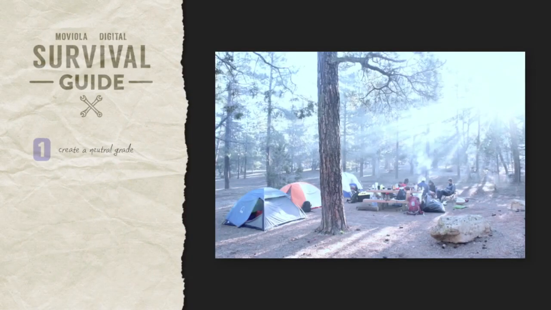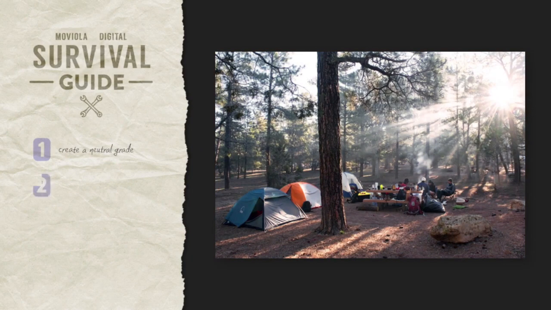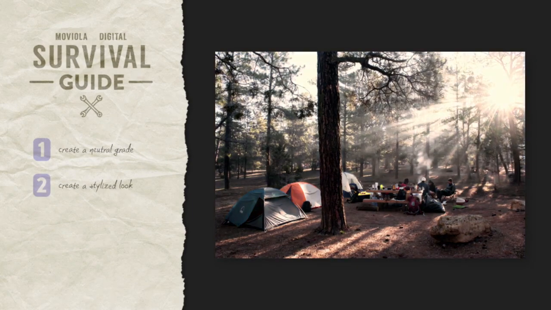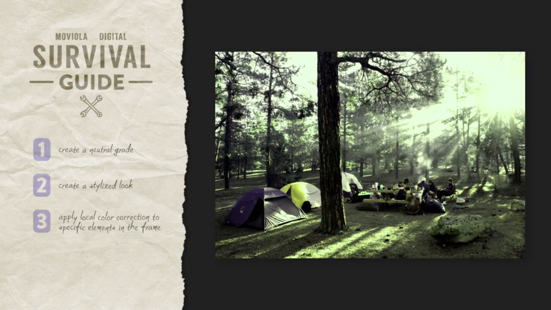Step 1. Create a neutral grade. Step 2, create a stylized look. And then step 3, apply local color correction to specific elements in the frame, a process commonly called secondary color correction. Step 4 is to adjust the shot for delivery requirements. While these are the basic steps, they don't always occur in that order. You might more often perform secondary color correction before building your stylized grade, and in general, there's a whole lot of back and forth. But we'll go through each step right now to see how things come together.